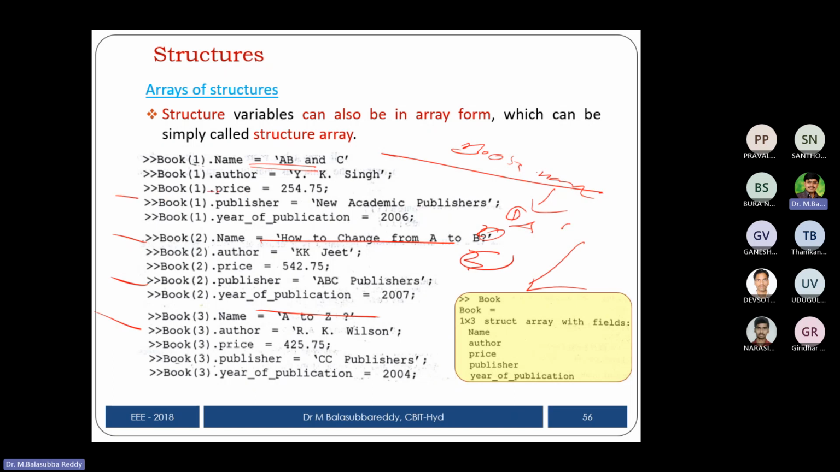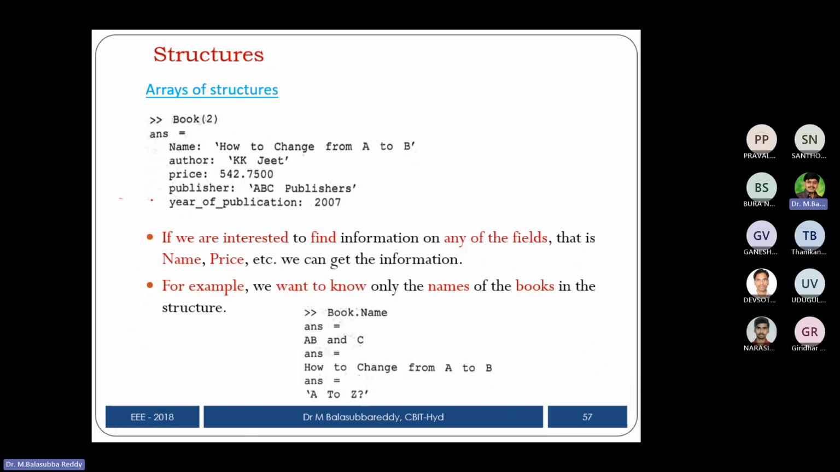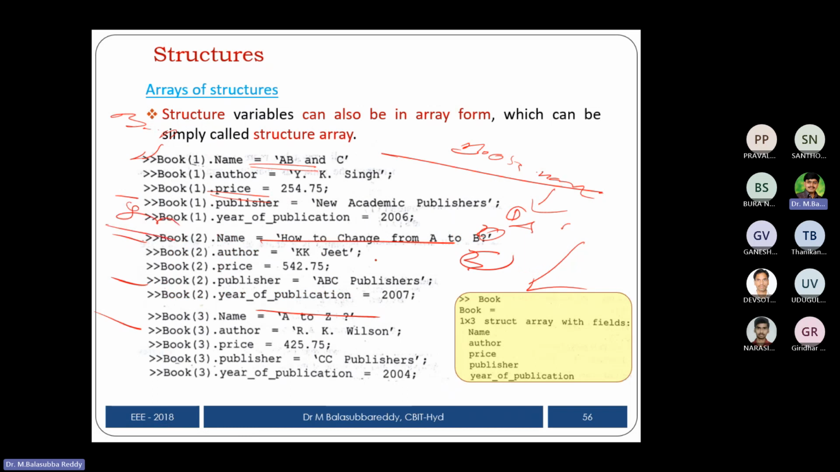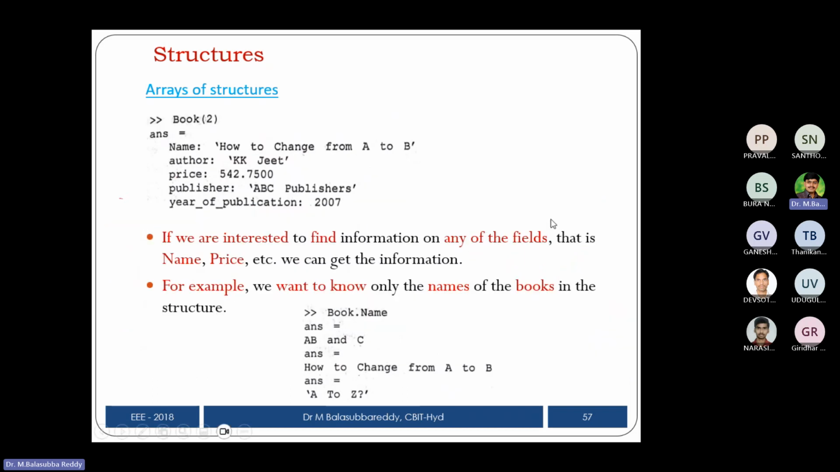Or I want the prices of the books. Book dot price, and all the price list will be returned. Or book dot year of publication, whatever years of publication are there, that list will be provided. This is easy to understand. Now we can see book.name, you are able to get your books. So this list is going to be provided.